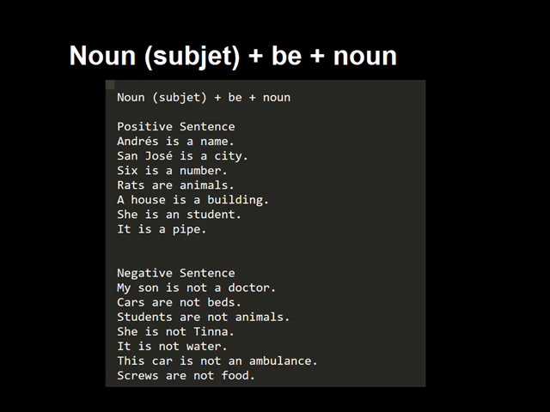Negative sentences. My son is not a doctor. Cars are not beds. Students are not animals. She is not Tina. It's not water. This car is not an ambulance. Screws are not food.